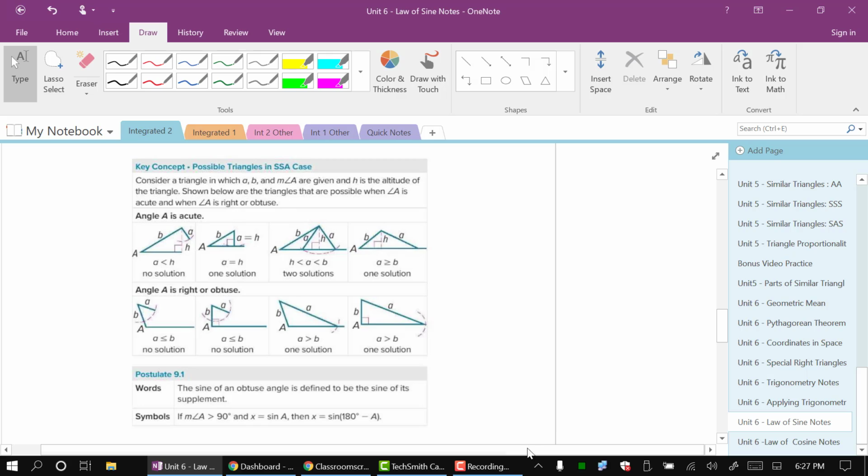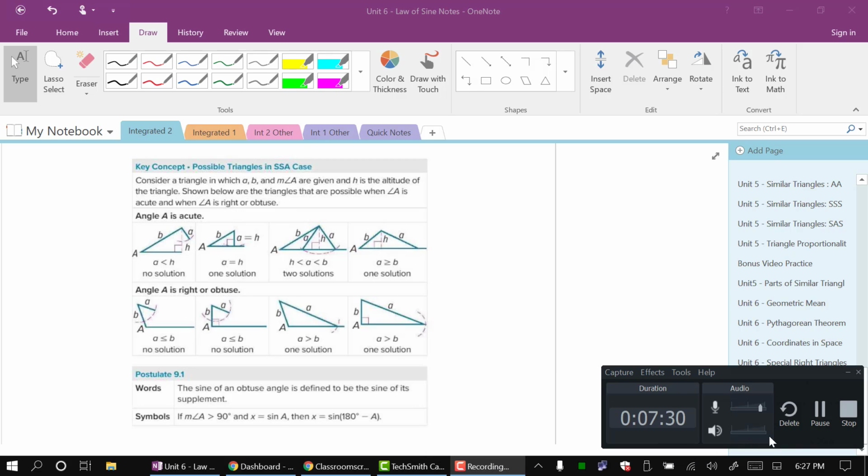Go ahead and write a summary of everything that we've reviewed, and then use these notes to help you answer the questions for today.